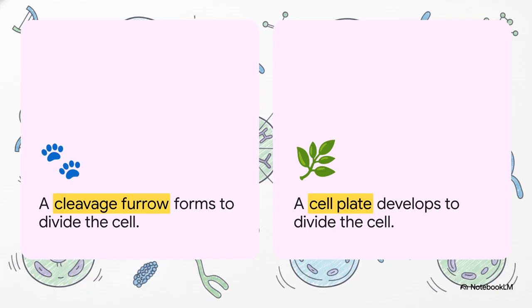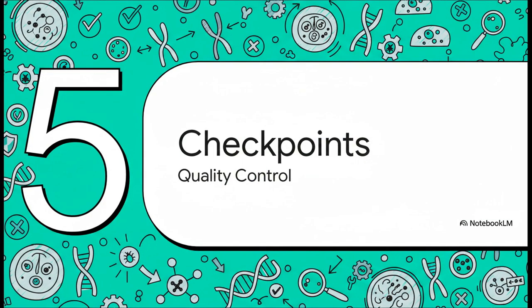But plant cells have rigid cell walls, they can't just pinch. Instead, a cell plate develops straight down the middle, basically building a brand new wall from the inside out to separate the two new cells. Finally, we have Section 5, checkpoints and quality control.